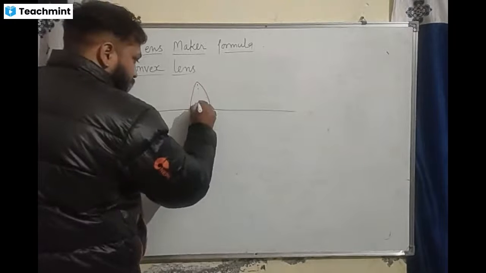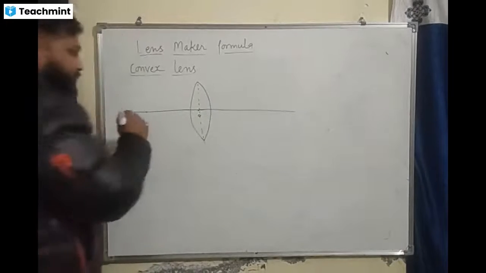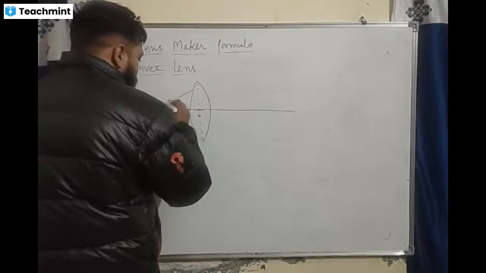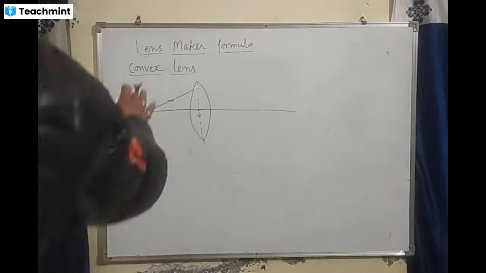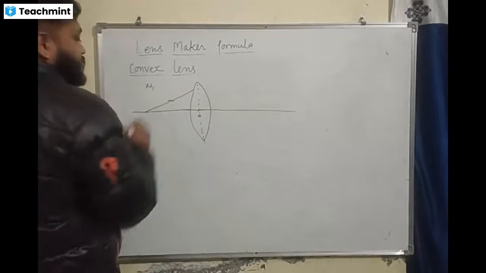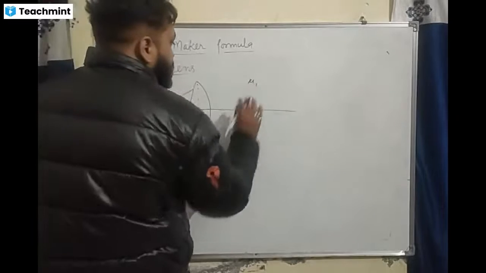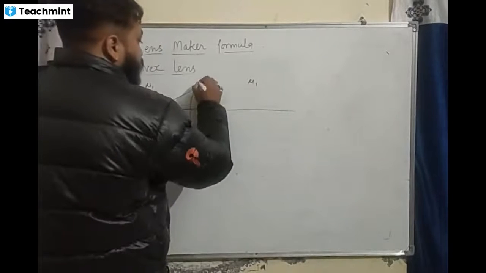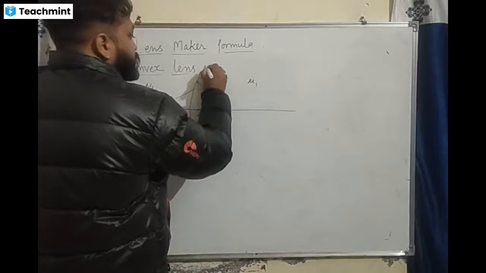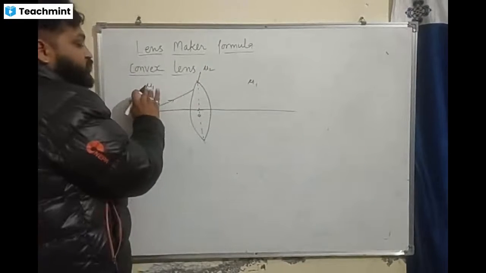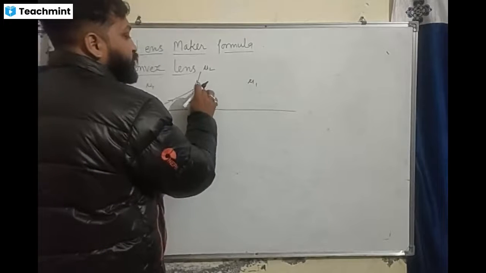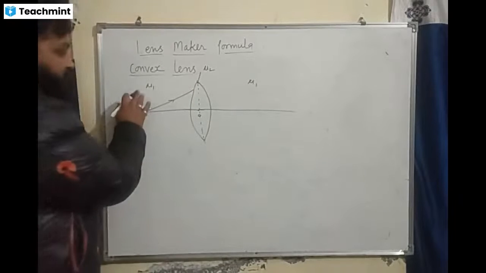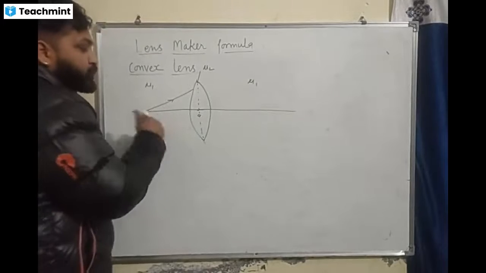So what will happen? The ray will travel. The refractive index of this medium is mu1, and again the refractive index here is mu1. But the refractive index of the glass is mu2. So first, the ray of light goes from mu1 to mu2, and then in the second case, it goes from mu2 to mu1. First of all, the light is going from mu1 to mu2, from rarer to denser.